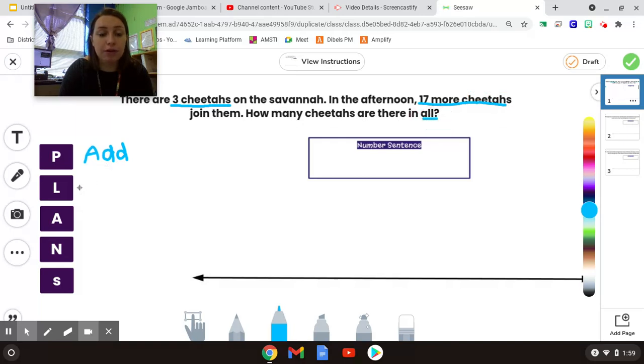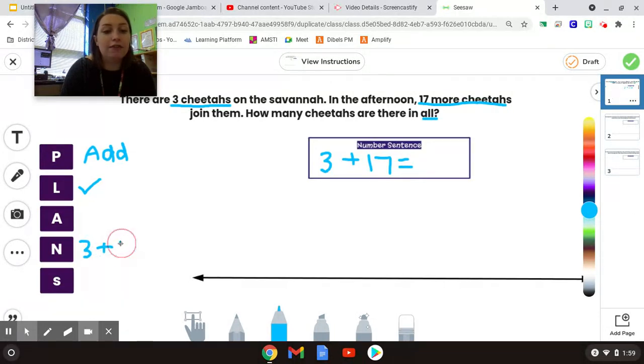So I labeled it and I found the important information. A is for answer. We skip that. Now I need to write my number sentence. And look, there's a spot up here for number sentence. So I started with 3 cheetahs. And then I added 17 more cheetahs. And that's going to give me an answer. So over here, again, I'll write 3 plus 17.